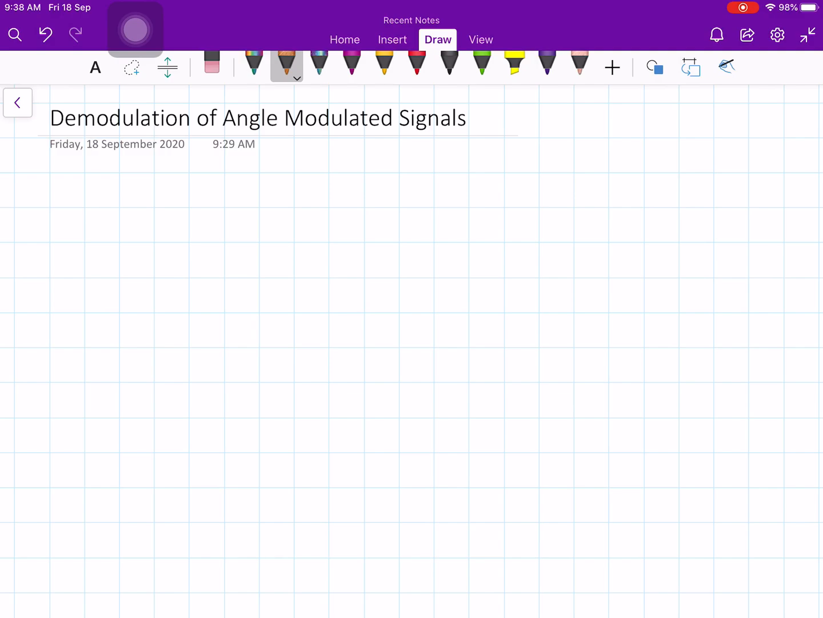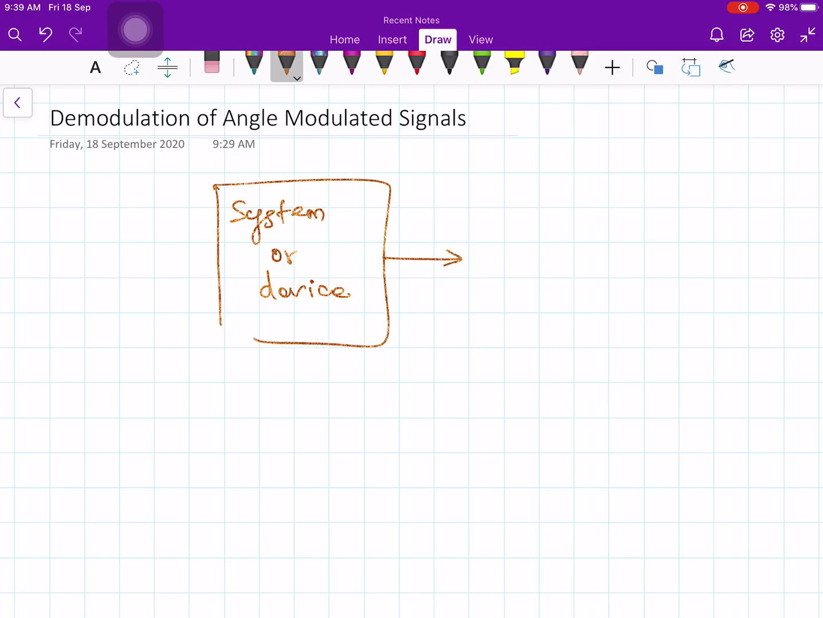In this lecture, we are going to talk about demodulation of angle modulated signals. For demodulating frequency modulated signals, what do we need? We need a system or device whose output is sensitive to the angle of the incoming signal or phase of the incoming signal. That is what we are looking for.